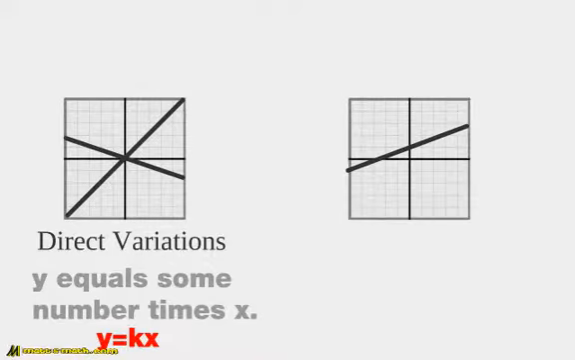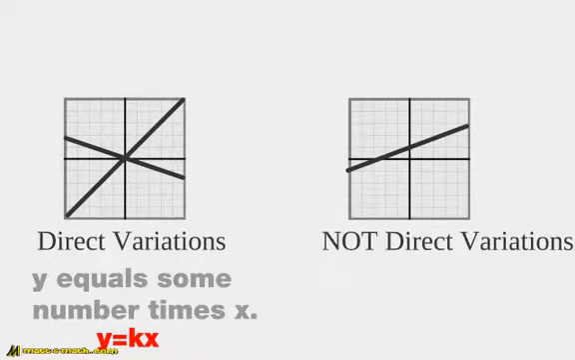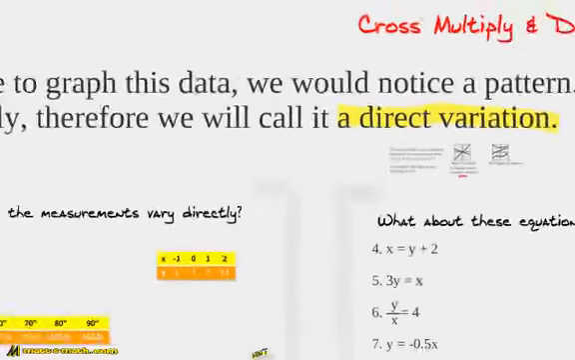Now this one, notice if we put a graph behind it, it doesn't go through 0, 0. It is not a direct variation. Now is it a straight line? Yeah, it is. It's slanted, just like some of these other guys are slanted, but it's not a direct variation because it doesn't go through 0, 0. That's the easiest test. Here's another one, like a curve or something like that. These are all not direct variations.